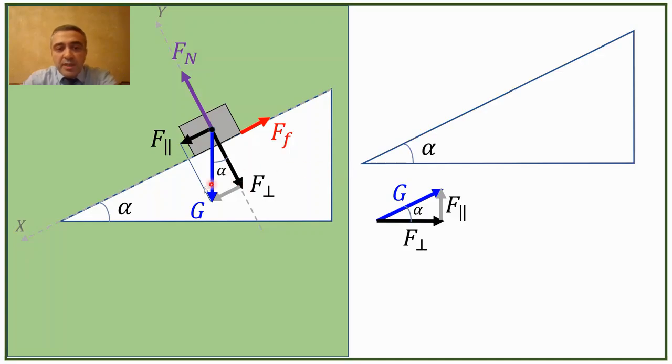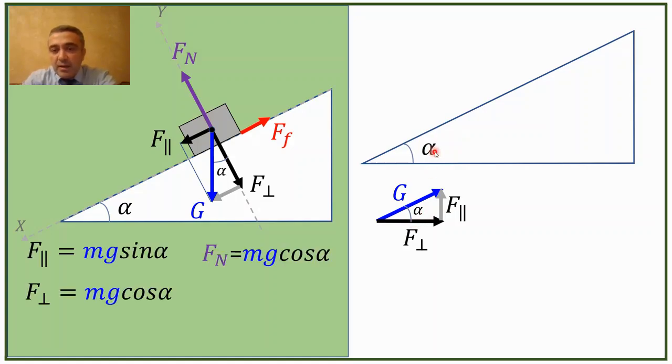And if we take aside the two triangles, you see that one of them is obtained from the inclined plane, and the other one is obtained from the combination of the forces. And as you see, according to the similarity of the triangles, we can say that this angle alpha is equal.